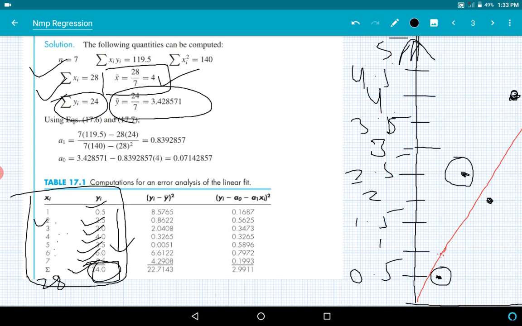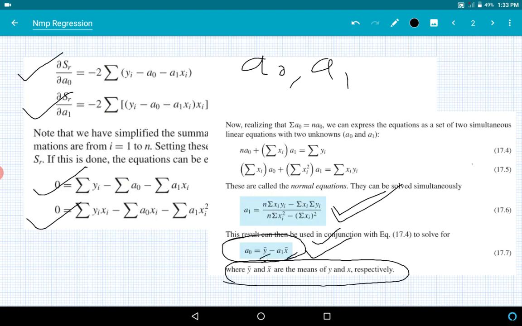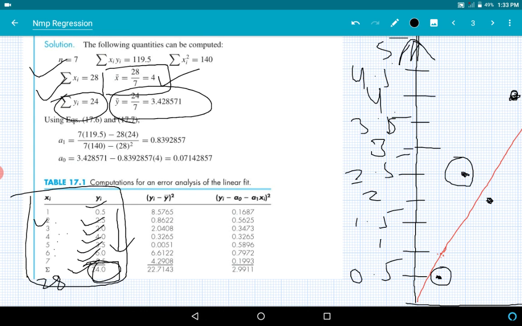Then we have derived the earlier equations for a1 and a0. We'll simply substitute the values in those equations. So I am substituting the values of xi, yi in these equations. Once you do that, you will get the value of a1 as 0.83928 and a0 as 0.07142857, right? After I get this, I can draw this line in the graph paper, and this will be my line of the least sum of squares, right?